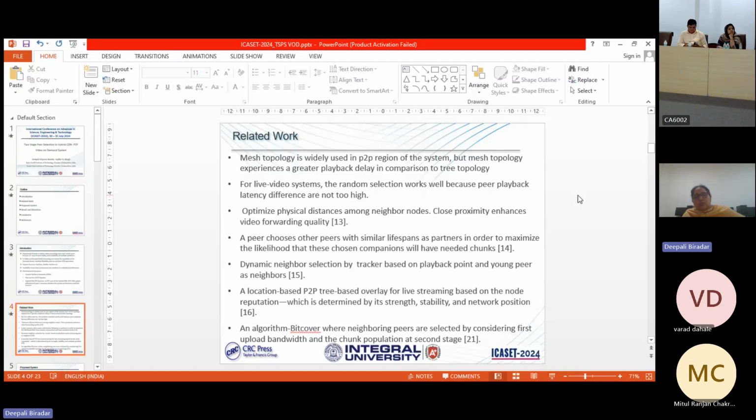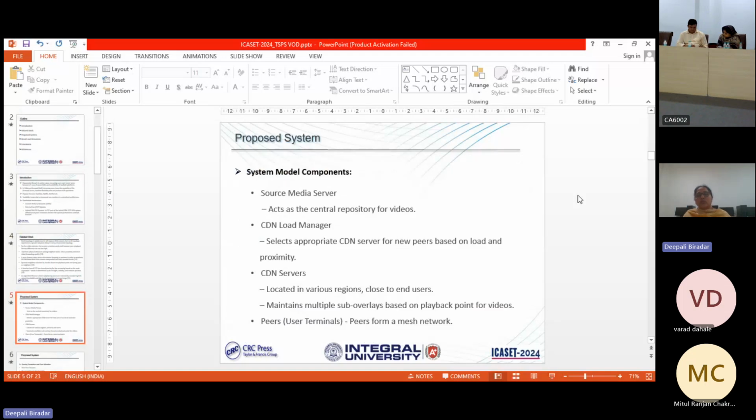Another technique, used in an actual paper on live streaming, considers the stability or reputation of the node. Based on the age and the network position or closeness to the server, they form the overlay. There is also one paper on how the overlay is formed: at the first level, they consider the upload bandwidth, and at the second level, the chunk population. From this literature, we come to know that we have to consider different parameters while forming the overlay.